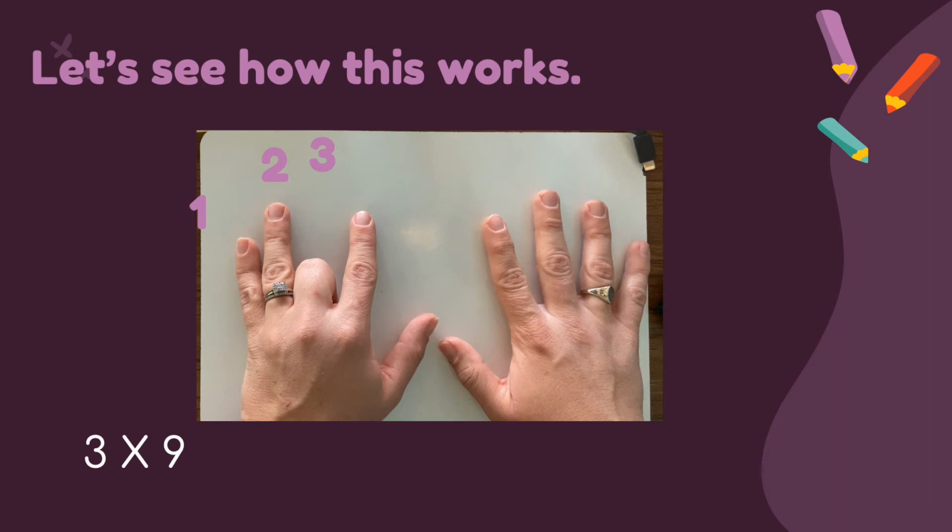So 1, 2, 3. We're going to tuck under that third finger and look at the left side, and then we'll look at the right side. Okay? So I want you to lay out both your hands. Lay them both out. Maybe you're holding them up in front of you or you're laying them down.